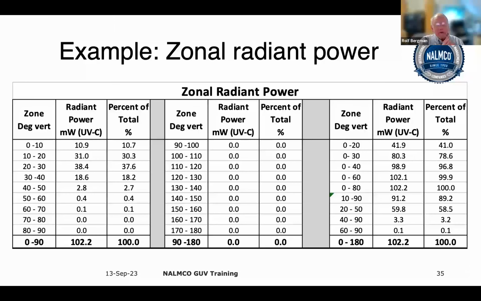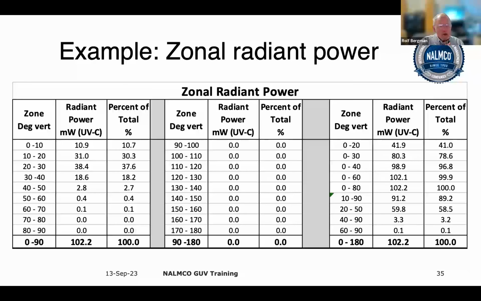Another thing that is provided by the software is now called the zonal radiant power. I'll explain how this works, but you notice on the left-hand column that you have zones of 10-degree strips in the vertical direction, and the amount of radiant power in each one. And then you sum that up to get 102.2 milliwatts is the total output of the device. And then 10.9 over 102 is 10%.